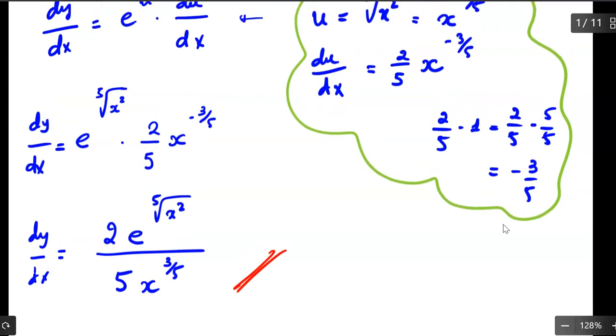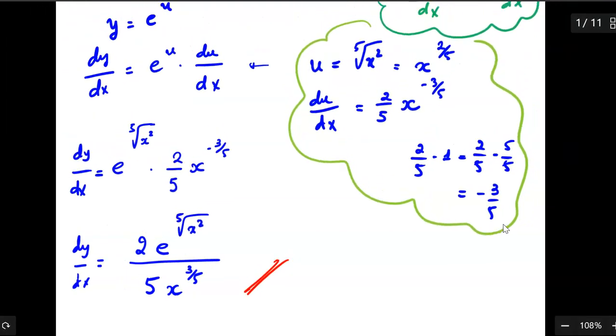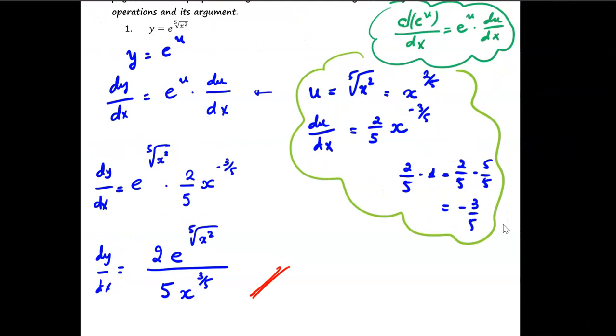Basically, we are working with these formulas right here. Identify the exponent of e as your function u so that you can match these formulas, and then you differentiate u as a function of x and then substitute it into the formulas.